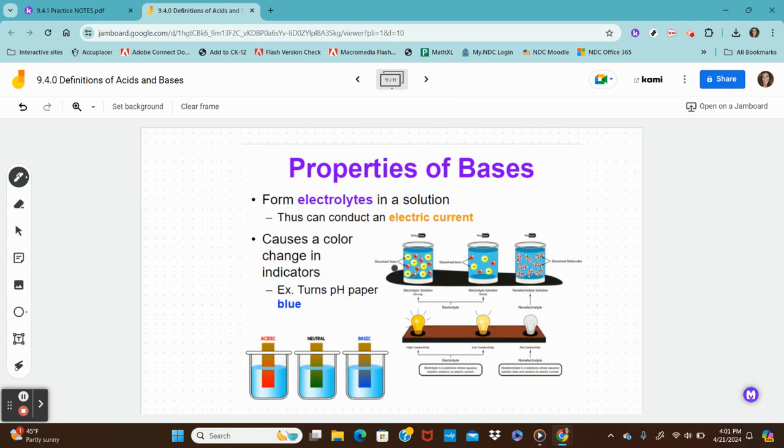And then lastly, they are also electrolytes because they form the hydroxide ion. Remember, acids will form the hydrogen ion or hydronium. So they will conduct an electric current. They will also cause a color change in indicators. And they are blue. They're going to turn that pH paper or litmus paper blue. And by the way, litmus paper is very broad. It's just going to be red or blue. With pH paper, you have different colors, but it's still going to be on the blue spectrum.